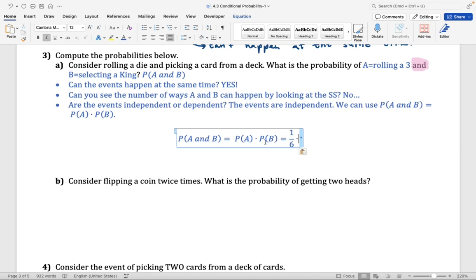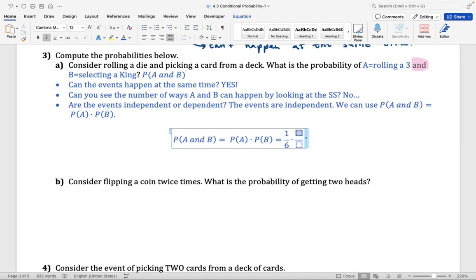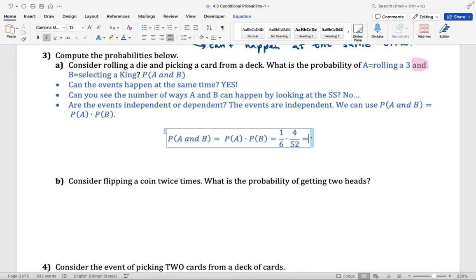Now let's go ahead and compute the probability of B. B here is selecting a king. How many king cards do you have in the deck? You have 4. Now what's your sample space? Your sample space is all 52 cards. Thus, there's 52 outcomes in the sample space. You can go ahead and enter this expression on your calculator. Go ahead and enter 1 divided by 6 times 4 divided by 52.